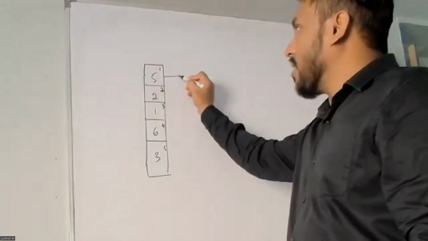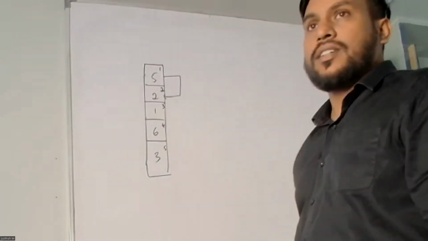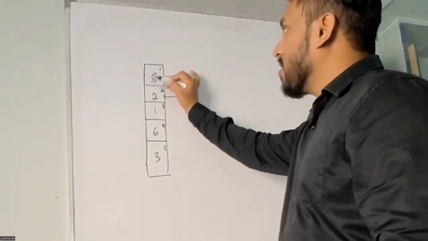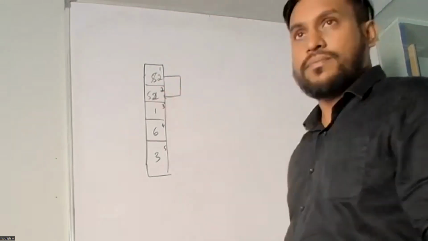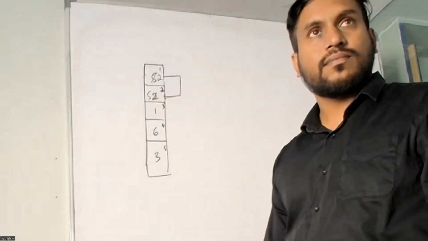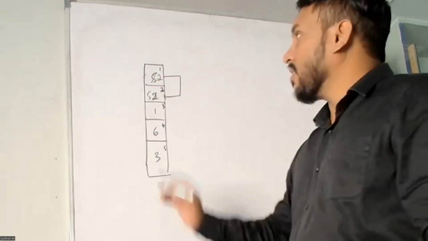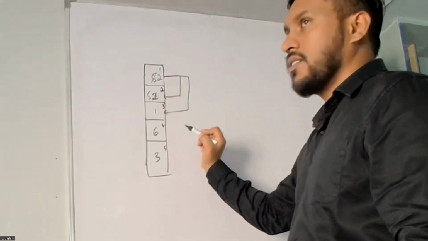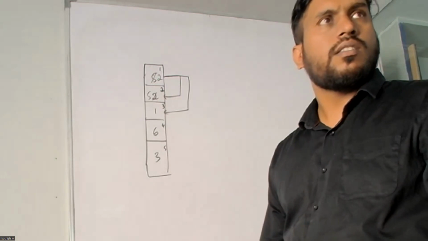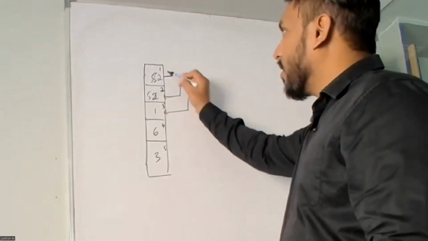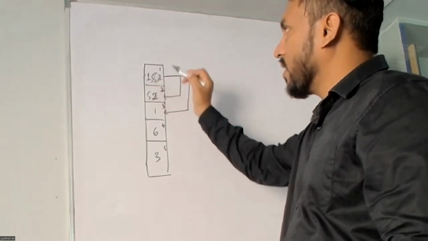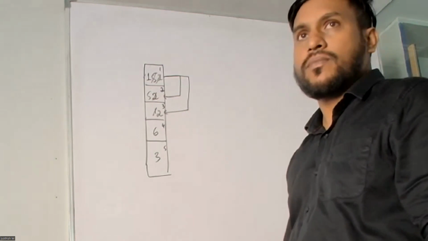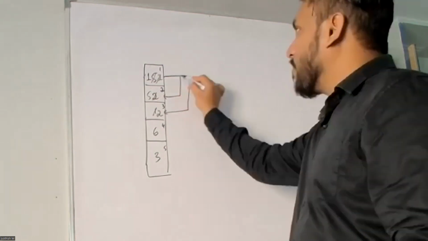Take 5, compare with 2. If 5 is greater than 2, swap it. 2 will go here, 5 will come here. Then compare 2 with 1. Do we need to swap? Yes, you should swap. 1 comes here, 2 goes here. The array is 1, 5, 2, 6, 3.